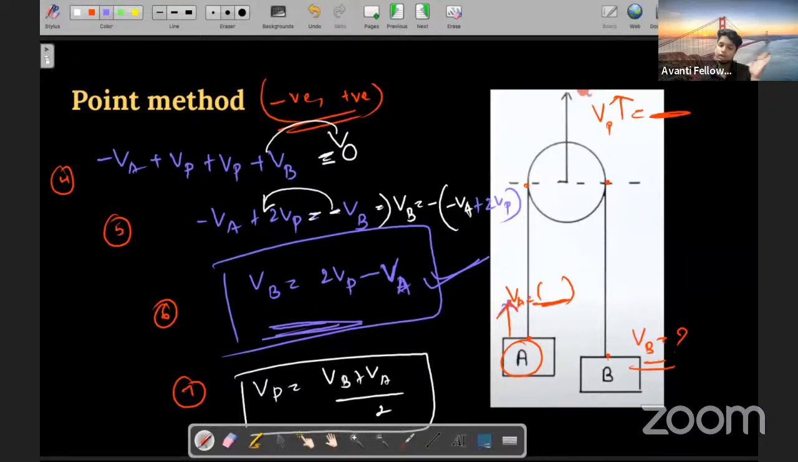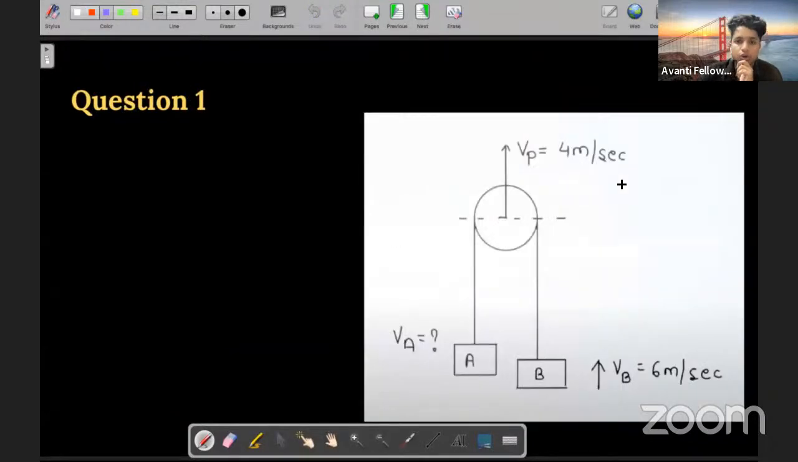Let's do a numerical. You'll get it. Okay, don't worry. Let me know, Tumkur students. Okay, here is the question, students. First I'll tell you how to do it, and then the next question you need to try to solve yourself.